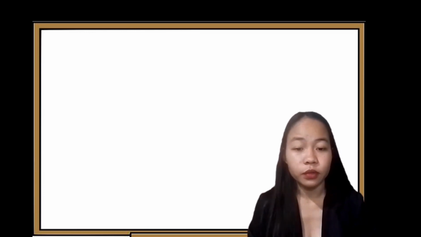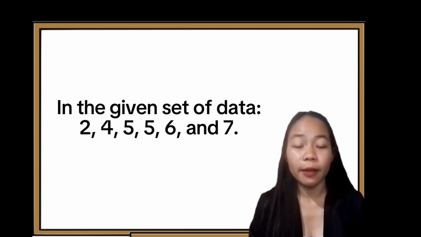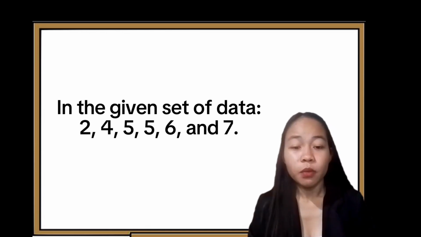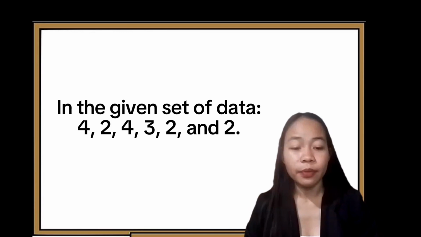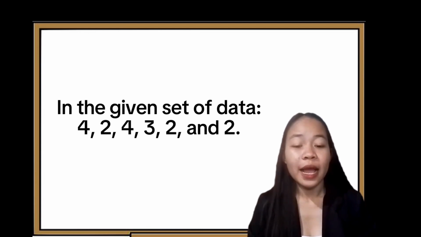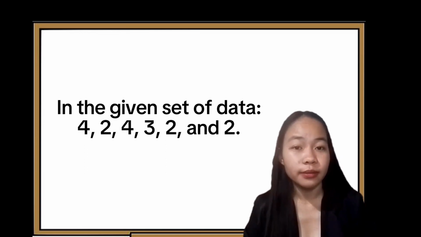For example, in the given set of data 2, 4, 5, 5, 6, 7, the mode of the dataset is 5, since it has appeared in the set twice. Another example is, in the given set of data 4, 2, 4, 3, 2, and 2, the mode of the dataset is 2, since it has appeared in the set thrice. Did you understand about mode?